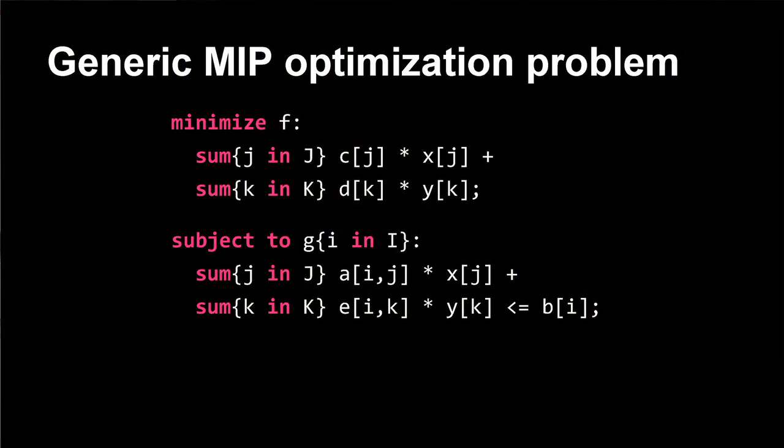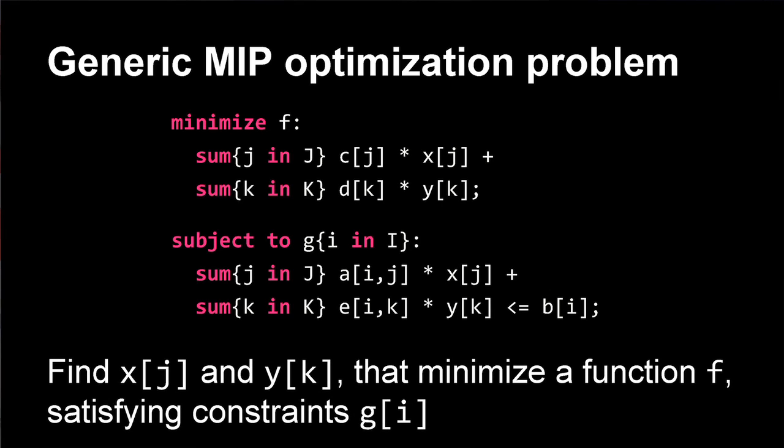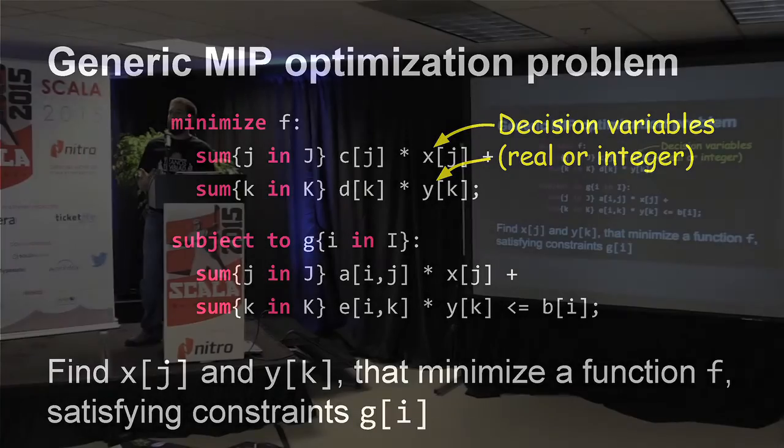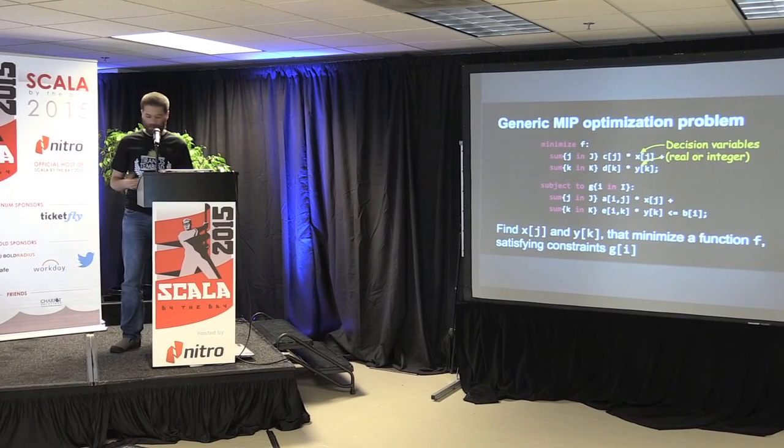So this is how it looks, a generic mixed integer programming optimization problem written in Mathprog. Here, what we are saying is that we want to find x and y that minimize some function f while satisfying some constraints g. X and y are called the decision variables. They model the decisions that we want to optimize.